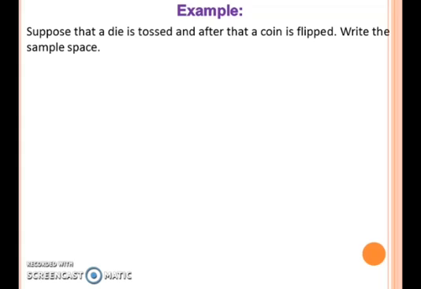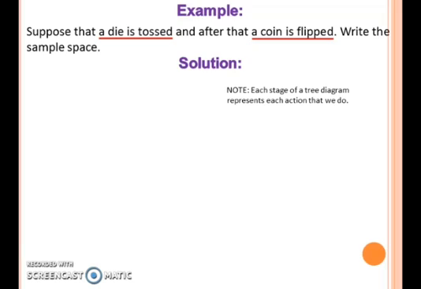Suppose that a die is tossed and after that a coin is flipped. Write the sample space. This is quite a complicated experiment because the experiment involves two actions, which is tossing a die and flipping a coin. So to write the sample space for this experiment, we need to draw a tree diagram. Note that each stage of a tree diagram represents each action that we do.